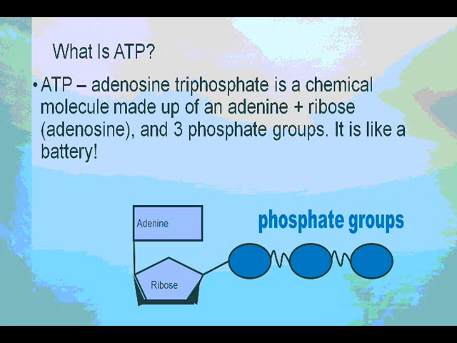ATP is the molecule that cells use as energy currency. ATP stands for adenosine triphosphate. It's composed of adenine, ribose, and 3 phosphate groups. The key to this molecule is the phosphate groups, and it works kind of like a battery.